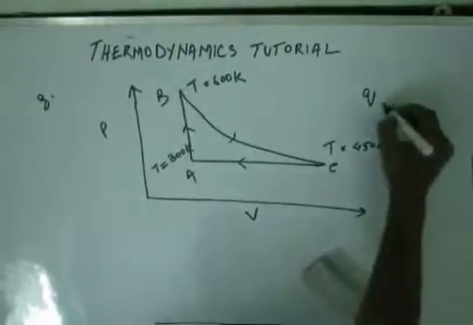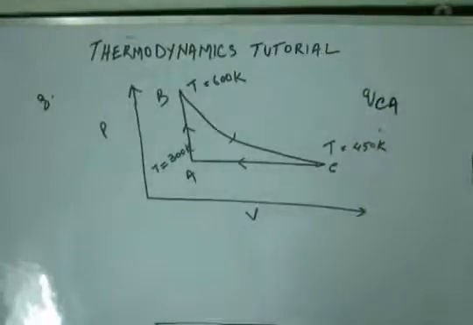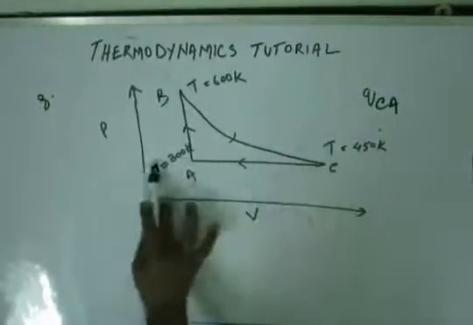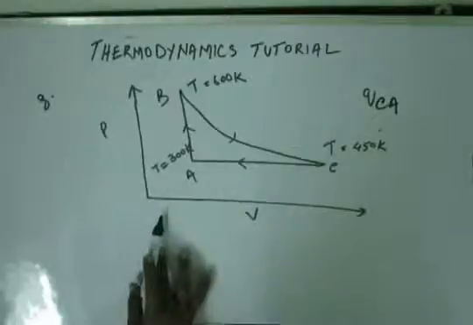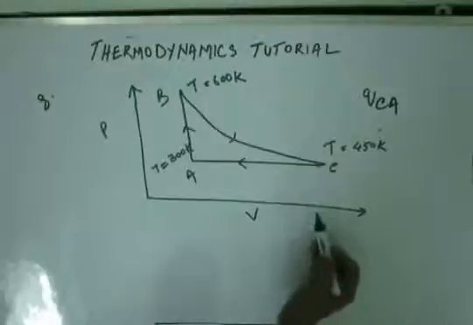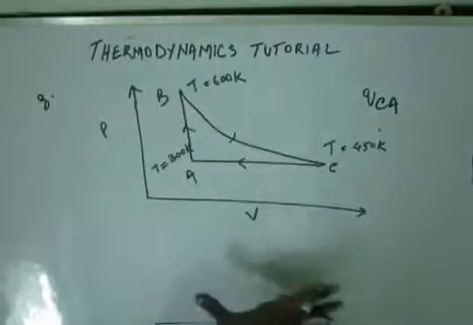Suppose they were asking Q for CA. For Q, if they are asking CA, then look at the CA process. In CA, pressure is remaining constant and volume is changing. Now the change in volume you don't know, because the volume at C and the volume at A has not been given. All you have been given is temperature.